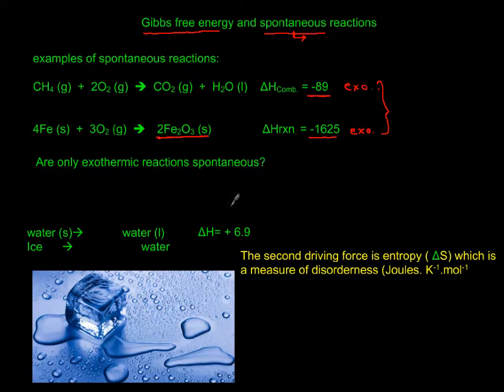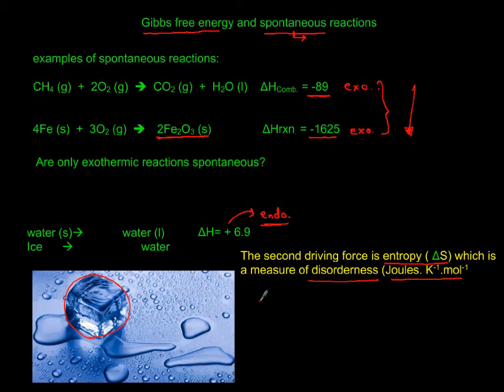Let's look at an endothermic reaction that is spontaneous. Ice melting. In the process of melting, you absorb heat from the environment in order to become liquid water, and the amount is positive 6.9, which is endo. So what is the other driving force? If nature likes exothermic reaction, in the case of ice melting, which is endo, what else causes this reaction to be spontaneous? The second driving force is entropy, which is a measure of disorderness or randomness, and it has units of joules per Kelvin per mole.